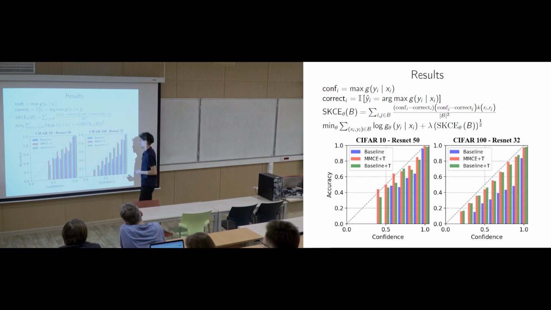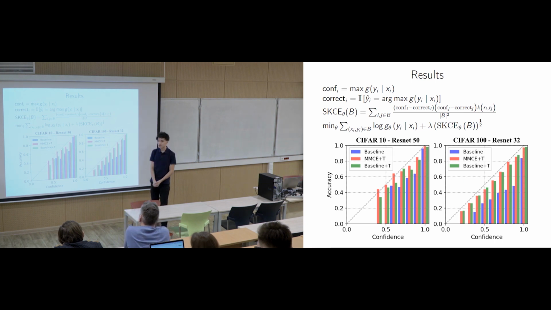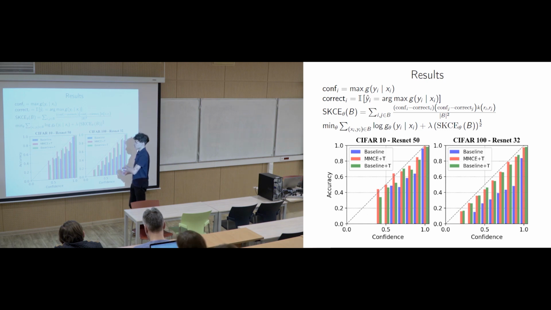I'm not sure why I included this plot, because ideally it should show that MMCE works better than baseline plus T. Well, maybe it does a little bit better. Yeah, so it seems like if you apply temperature scaling on top of optimizing this objective, it works better than if you would just optimize the cross entropy plus do this calibration thing after the training.